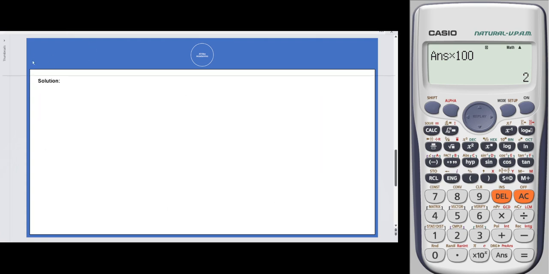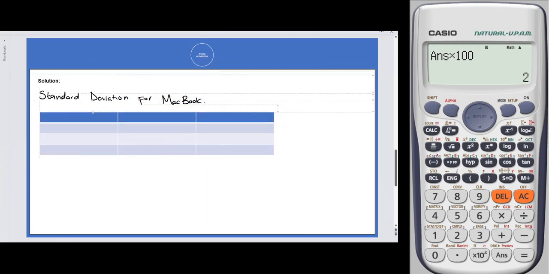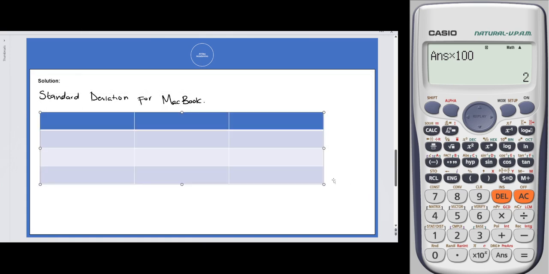Okay, so once again, we'll have to draw a table. Let's just write here to show that we are calculating standard deviation for MacBook. Okay, and please guys, be patient with yourself, right? You don't have to understand all of these things on your first try. Sometimes it's gonna take you time, so just be patient and don't feel bad if it sounds very, very confusing. It takes time, trust me.